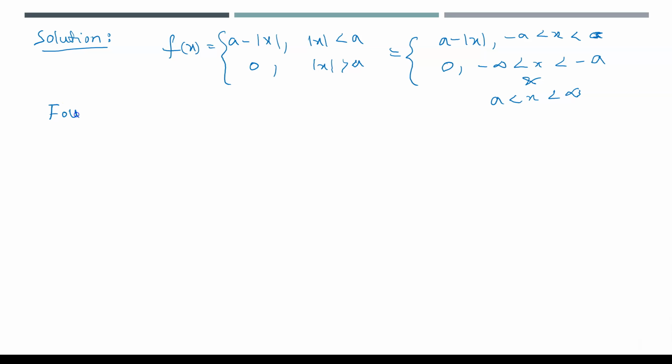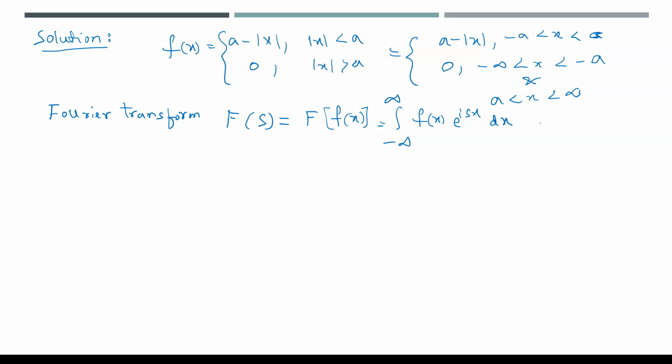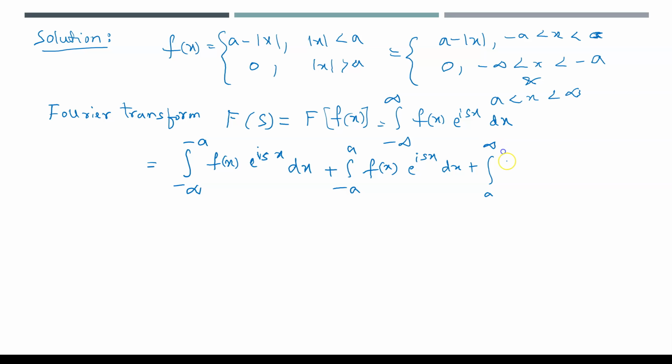Okay, now the formula of Fourier transform is F(s) equal to F of f(x) equal to integral minus infinity to infinity f(x) into e power isx dx. This is the formula of Fourier transform. So using this transform, we can find the Fourier transform of this particular function. This integral can be written as integral minus infinity to minus a f(x) e power isx dx plus integral minus a to a f(x) e power isx dx plus integral a to infinity f(x) e power isx dx.